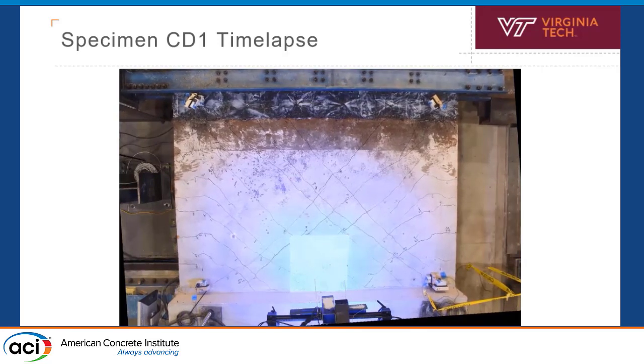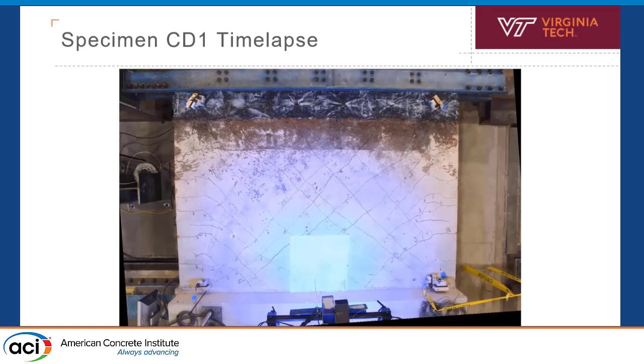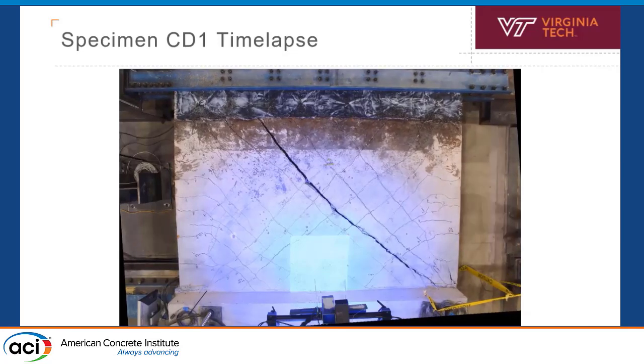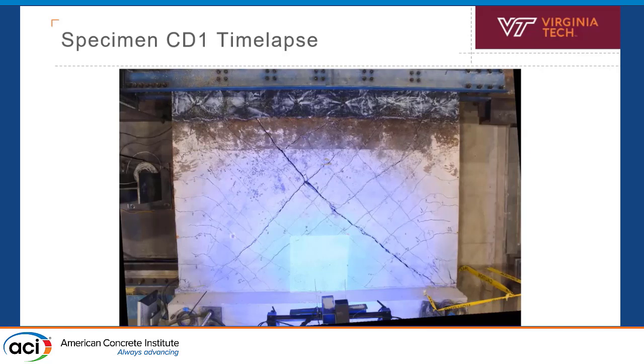Let's see, pretty much about to open up. And you can also notice these cracks are almost spaced about 12. I mean, if you squint, they're about 12 inches apart, and that's pretty much the bar spacing. And there you go. There's the big opening in that crack. And that's what we called failure here on CD1.